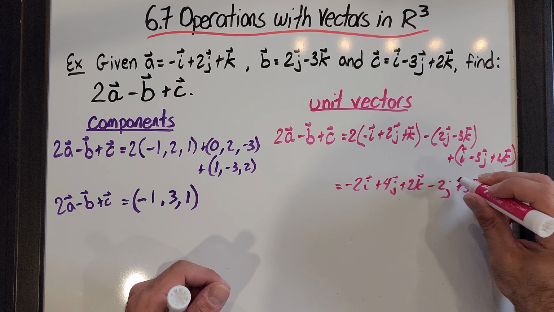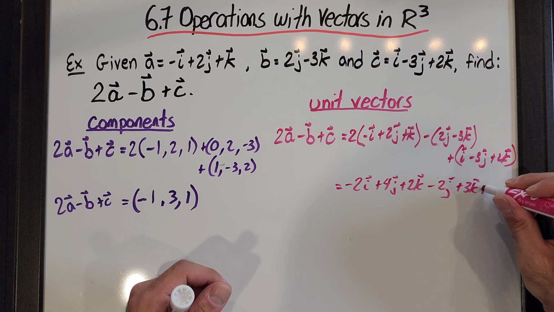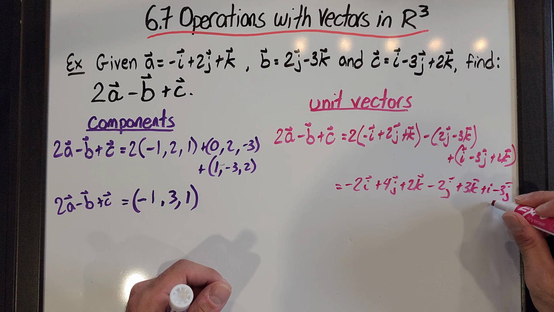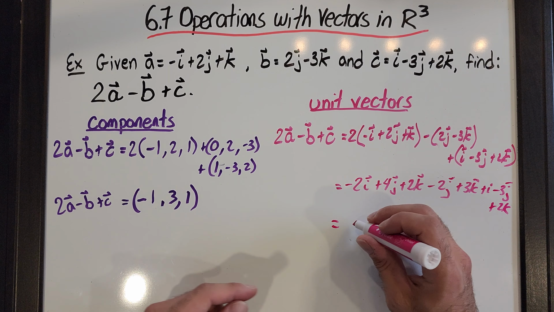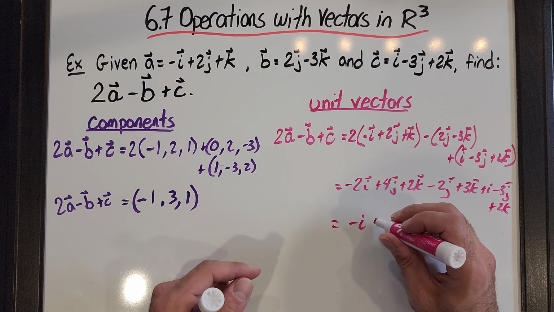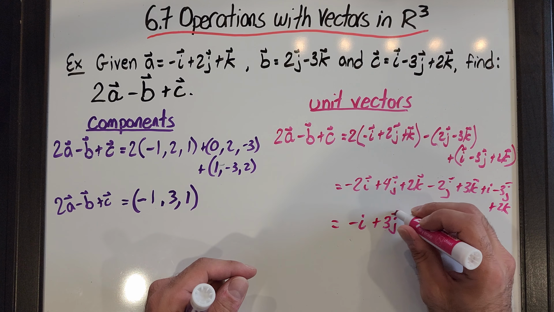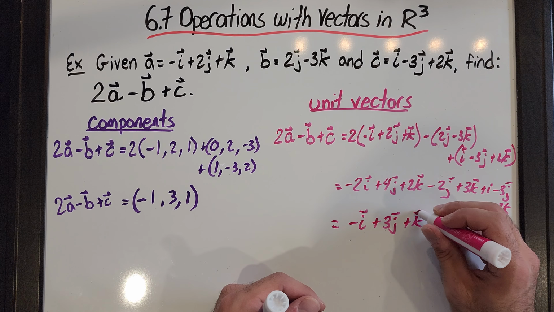Plus 3k. Watch that mistake here: you're subtracting a negative 3. Plus i minus 3j plus 2k. I'm going to add up all of the i's and get negative 1i. I'm going to add up all the j's and get positive 3j. And all the k's, and I'm going to get positive 1k.